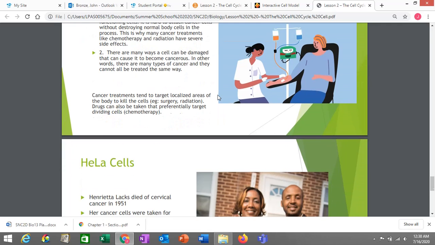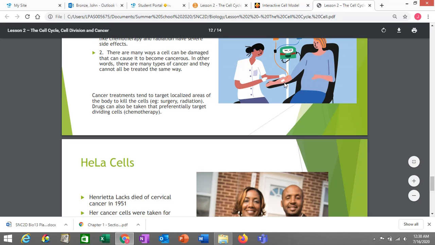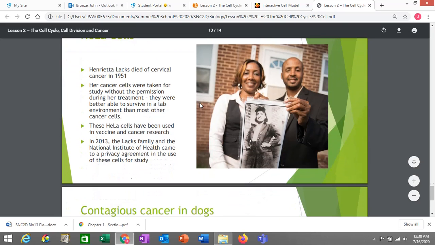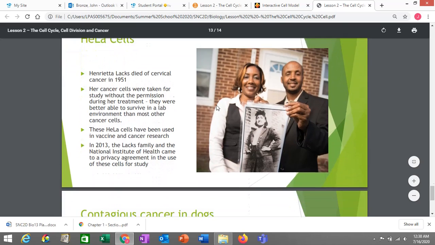Okay, so cancer treatments tend, as we said, to target localized areas. So you might take radiation and bombard an area where there's a tumor. You might extract that tumor through surgery. And if you want to go for basically treatments that target more of the body, then that's where you'll take something like chemotherapy, but that can be quite harsh on a body. Okay, so that's basically all I wanted to say about that.